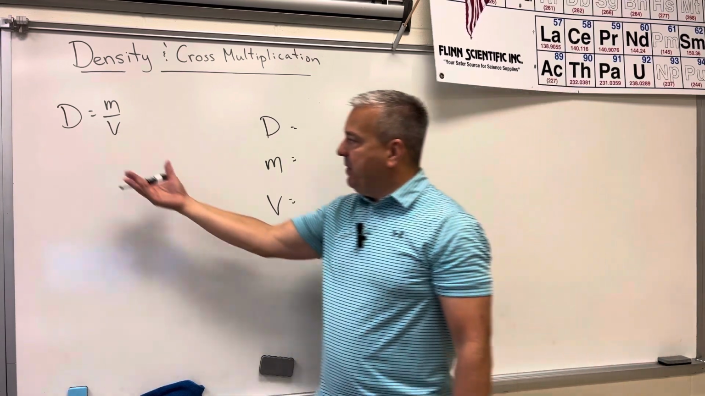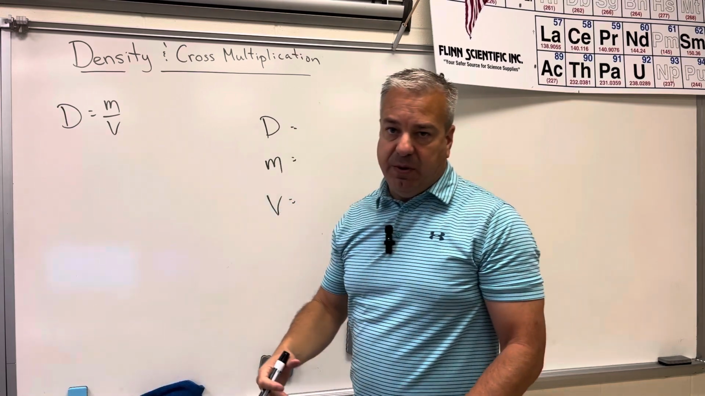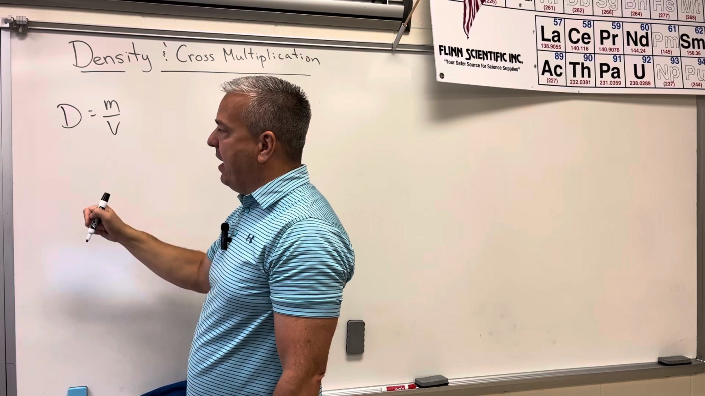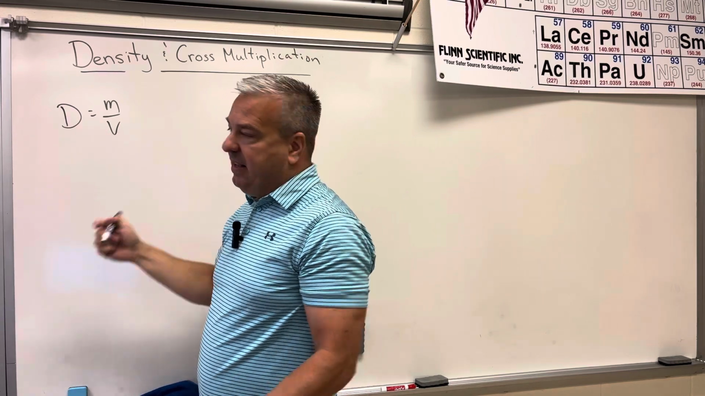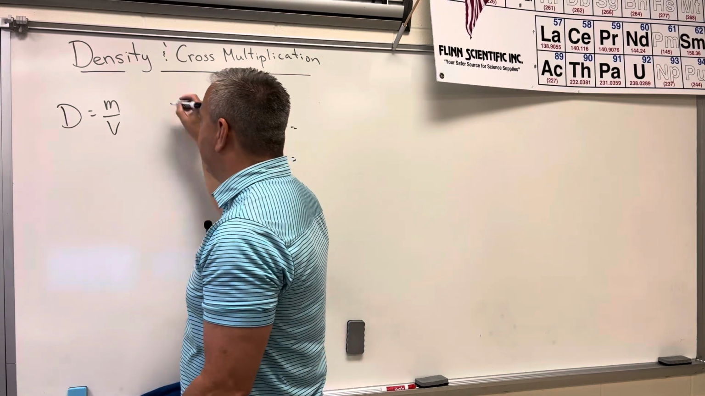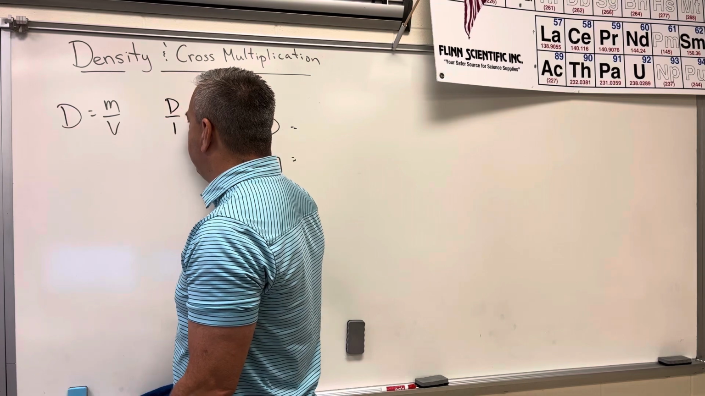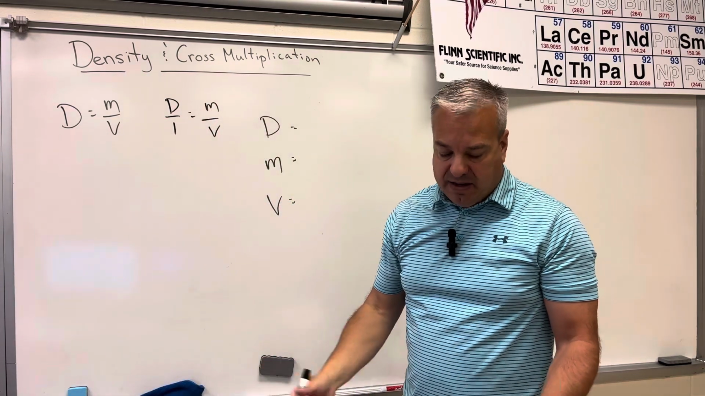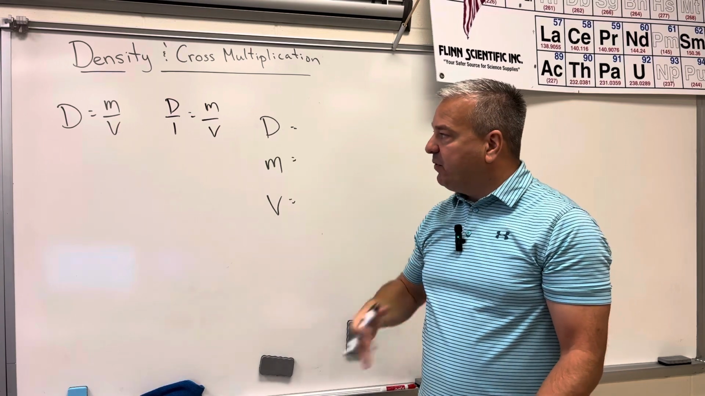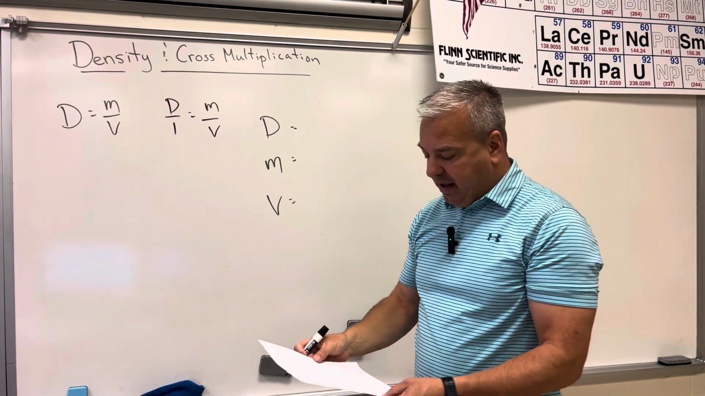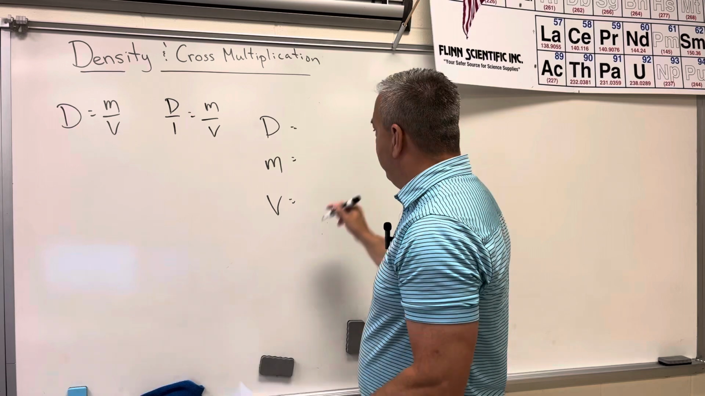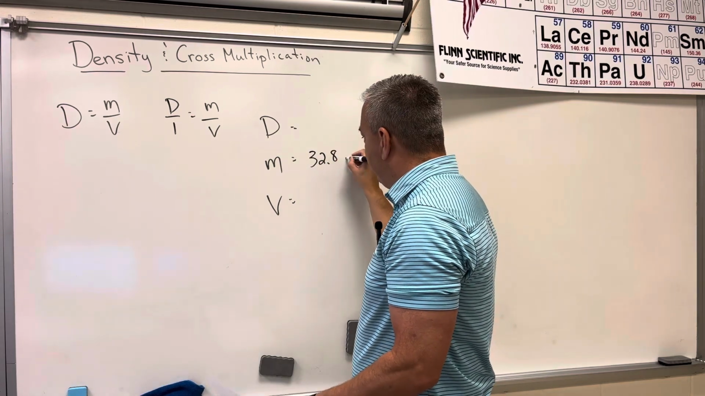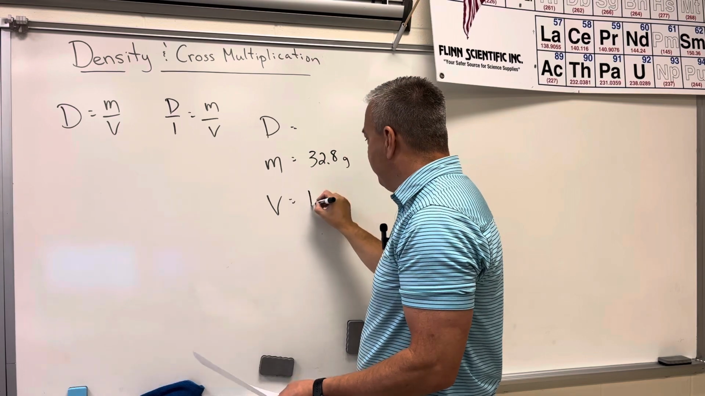Now you might say, well, we can't really cross multiply here because we don't have 2 fractions. Well, we can make this a fraction because density over 1 is the same thing as density. So if we really wanted 2 fractions, it'd be something like this. So let's go into 3 problems. The first one's going to be pretty easy, and that's going to be where I give you the mass and the volume.